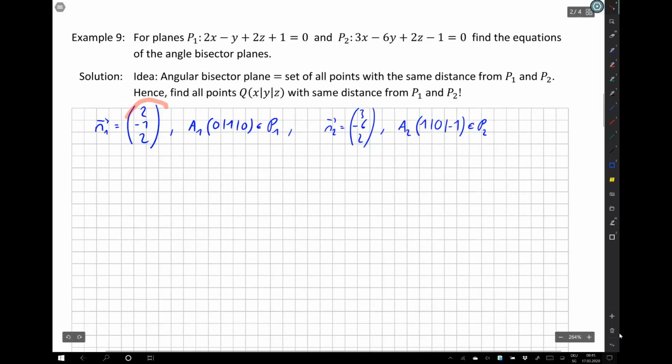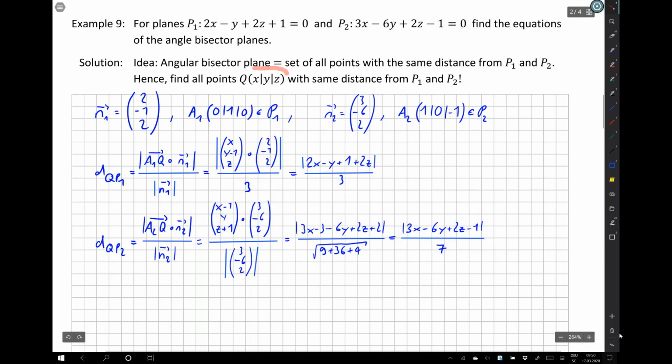We get the normal vector 2, minus 1, 2 to the plane P1, and the N2 vector is obviously 3, minus 6, 2. We can choose a point A1 lying in P1. The simplest is to take 0, 1, 0, and a point in P2. I've decided for 1, 0, minus 1. So the distance of this point Q with just coordinates x, y, z from plane P1 can be calculated as the A1Q vector scalar N1 vector divided by the length of the N1 vector, and don't forget here the modulus of this scalar product, and we get then for d(Q, P1) this expression.